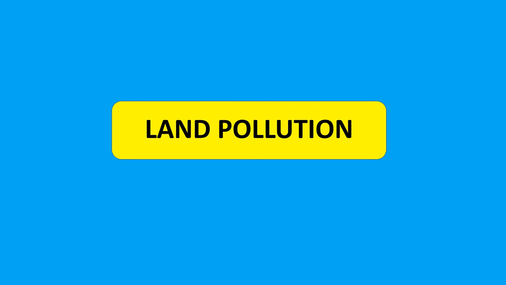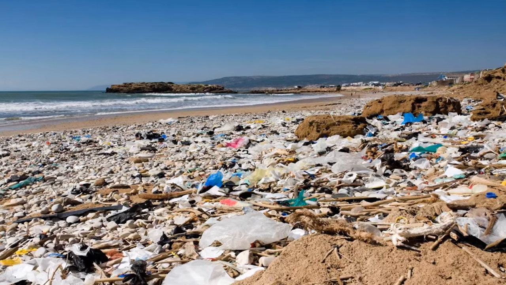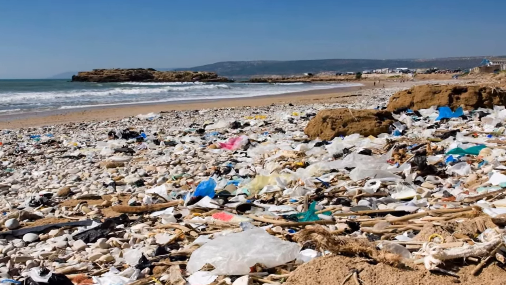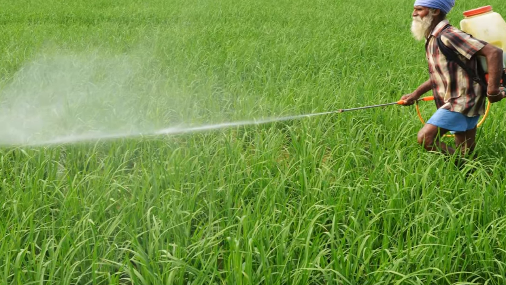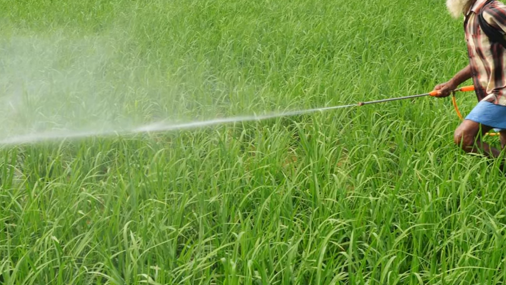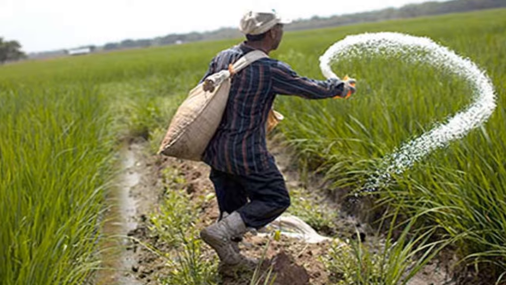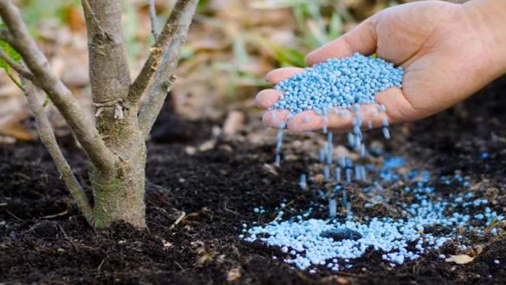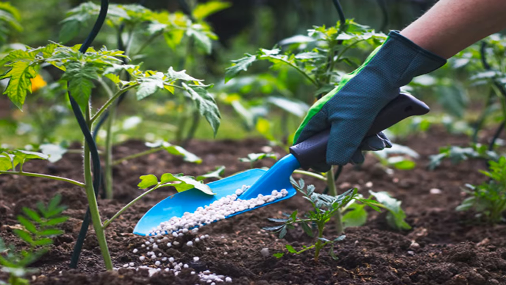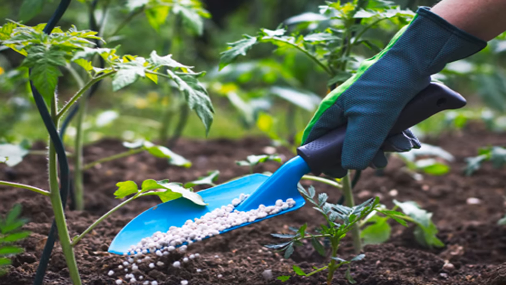Land pollution. Land pollution is when waste is not disposed of properly, or during agricultural practices, when humans throw chemicals onto the soil in the form of pesticides, insecticides, and fertilizers. This may cause diseases in both humans and animals.